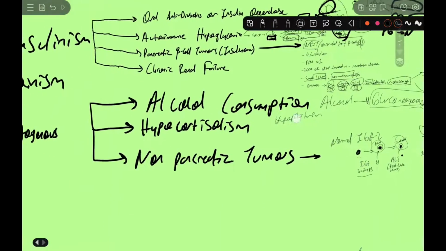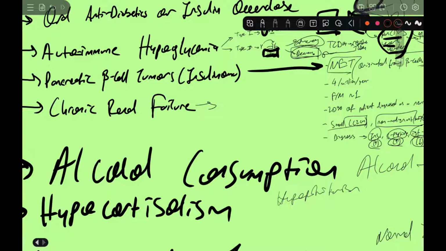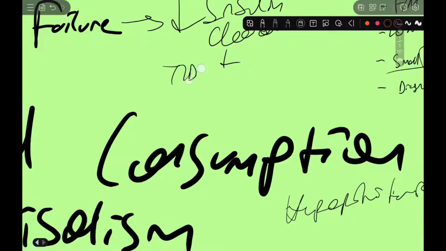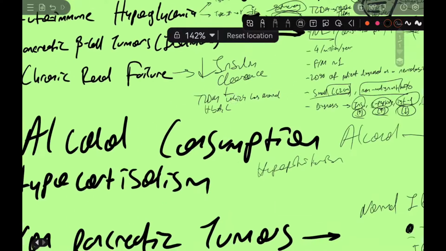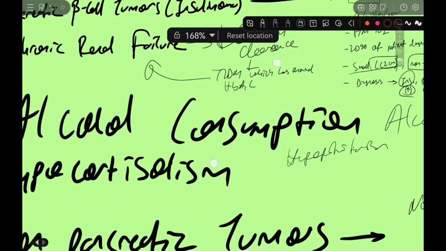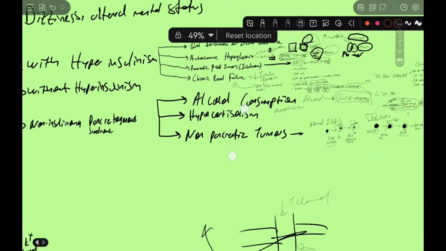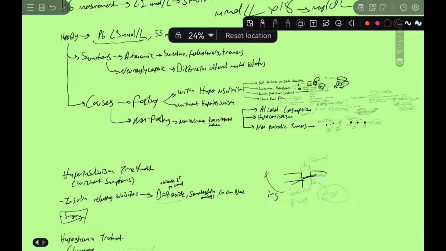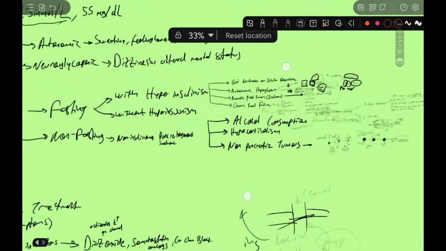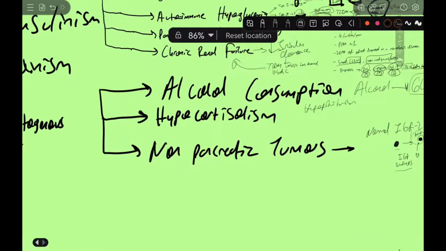Also, in chronic renal failure, due to decreased insulin clearance, hypoglycemia can occur. For example, if you have a type 2 diabetic patient who has normal values of hemoglobin A1C, you need to be cautious about chronic renal failure because it can also cause hypoglycemia. And if you look at hypoglycemic causes without hyperinsulinism during the fasting period, you will see alcohol consumption.